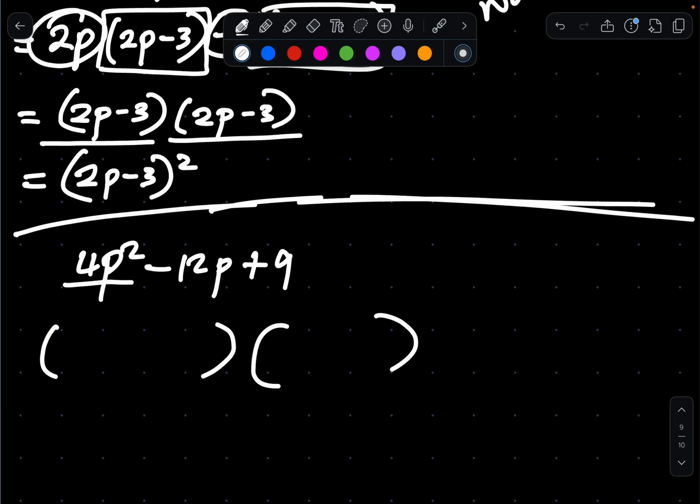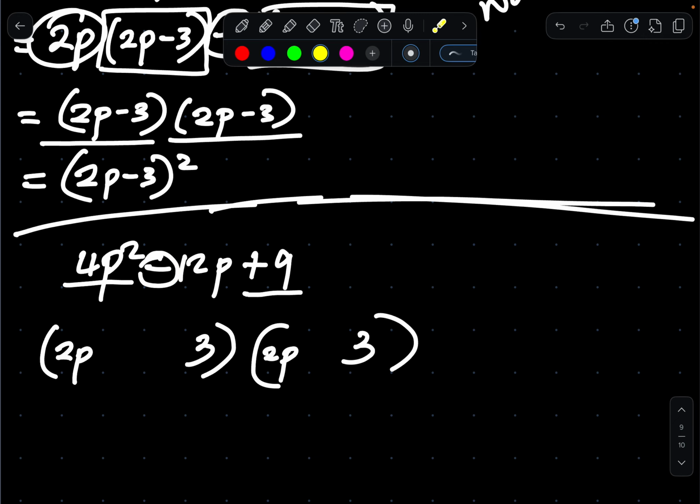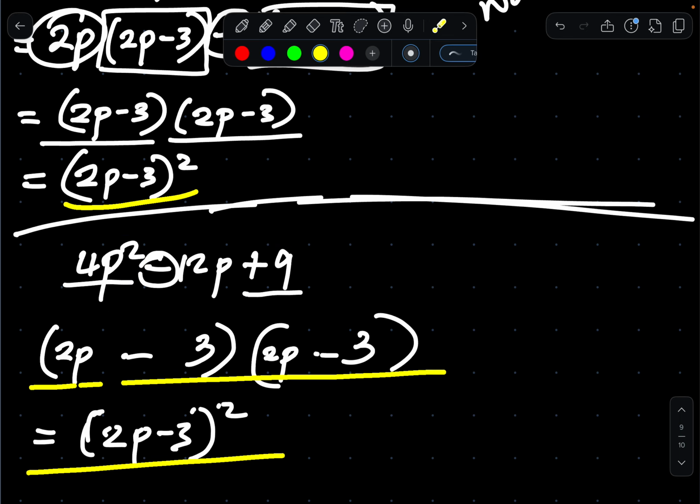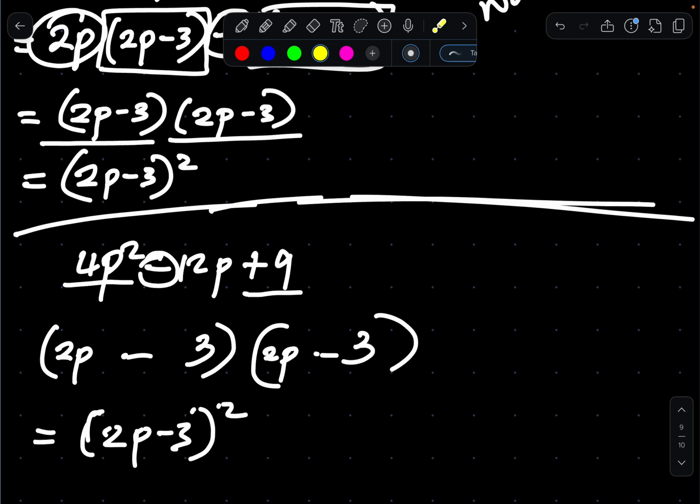The 4p squared breaks into 2p and 2p because 4 breaks into 2 times 2 and p squared breaks into p times p. Then 9 at the end breaks into 3 and 3. And you always take the sign of the middle term. So the middle term is a minus. So you have a minus and a minus, which is 2p minus 3 squared. This works only and only if it's a perfect square trinomial. You're going to have a perfect square here and a perfect square there. Then you can use the perfect square trinomial method. You see, we end up with the exact same answer.